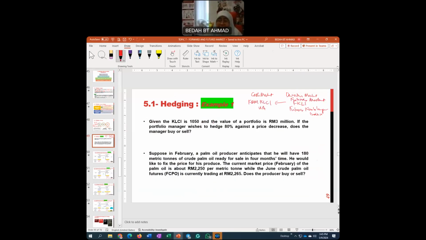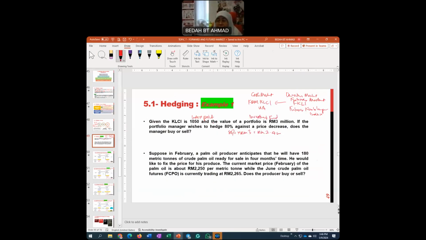Based on this example, given the KLCI is 1050, so this is the index point, and the value of a portfolio is 3 million. So this is the investment fund. And if the portfolio manager wishes to hedge 80% only, that means 80% out of RM 3 million is only RM 2.4 million. Okay, so does the manager buy or sell?